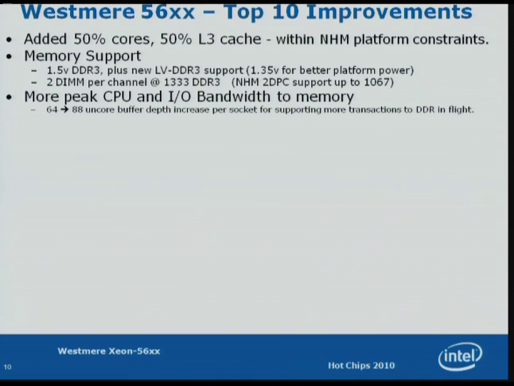So we talked about the core and cache additions. The other item was to work on the DDR memory power. So support has been added for the 1.35 volt low voltage DDR3 standard. And also Intel bumped up the capability a little bit on the 2 DIMMs per channel cases. Cases where Nehalem had been spec'd at 1067, Westmere moved those up to 1333.